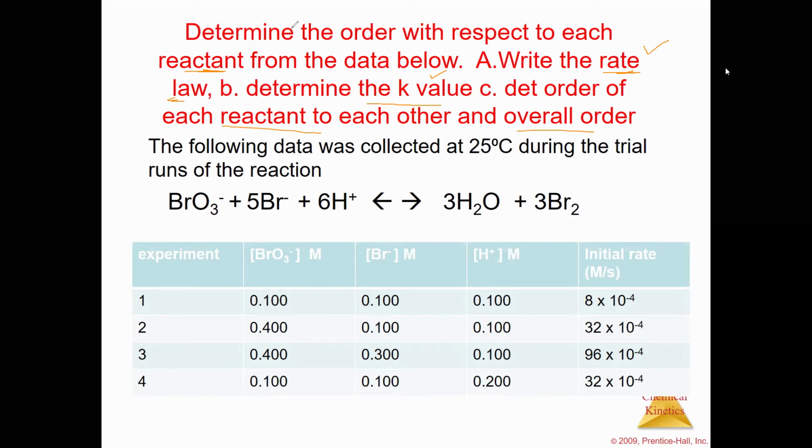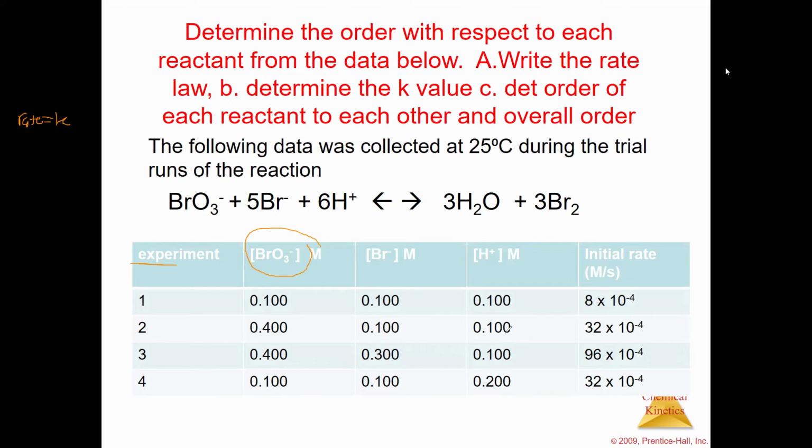Okay, so here we have three reactants. So we know our rate law is going to be in the form of rate equals K, and then let's see how each of these affects the reaction rate, how fast it goes. What two trials or experiments do we want to look at to study BrO3? Anybody? Any thoughts on which two experiments we want to look at to study this one?